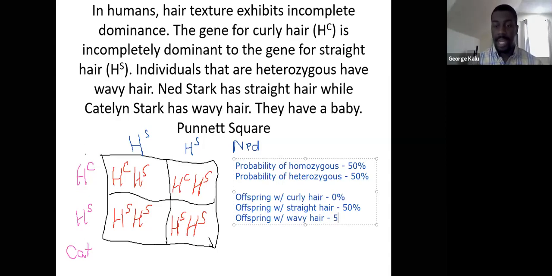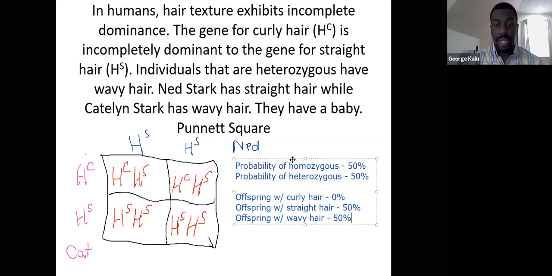Right, it'd be another 50%. The wavy hair would be the people who are heterozygous, whereas everywhere where we see HCHS. So we have 2 of our 4 boxes again containing the HCHS genotype. That tells us that we have a 50% chance of having an offspring with wavy hair and a 50% chance of having offspring with straight hair.